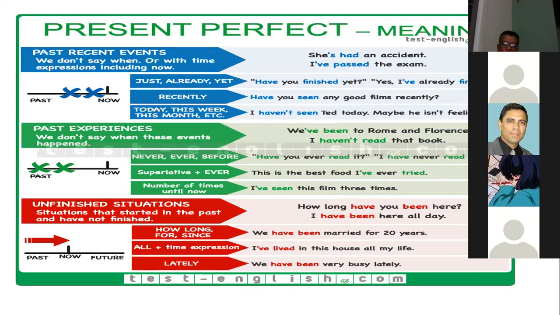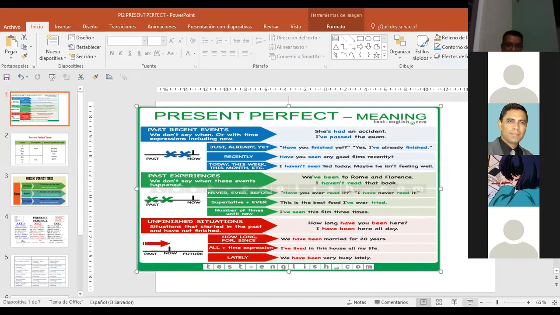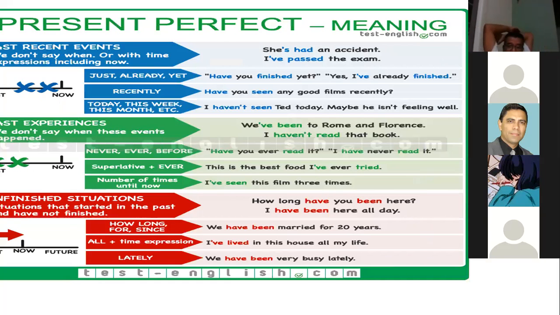Okay, so, is it clear? ¿Creen ustedes que está claro con los dibujitos para qué utilizamos el presente perfecto? Yes? So-so? So-so. Okay. Let's read sentences and then we will continue observing some different ways to explain it and different sentences in order to get ready. Okay, let's read.